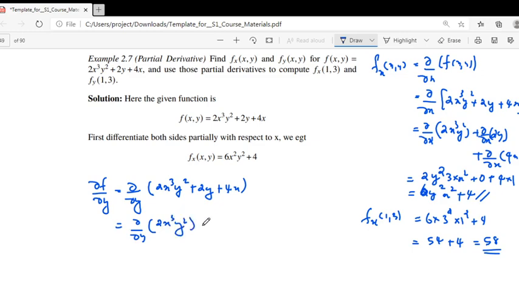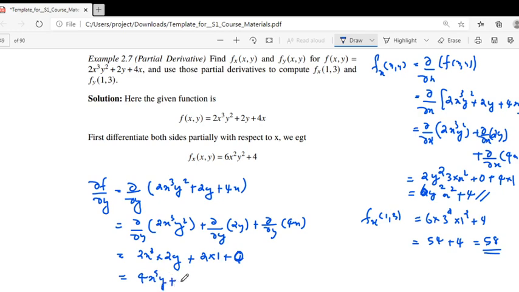2x cube y square, we split the differentials because it is a linear operation, plus dou by dou y of 2y plus dou by dou y of 4x, that is equal to, here differentiation is with respect to y, so 2 is a constant, x cube is a constant, 2x cube into the derivative of y square with respect to y, that is 2y, plus here 2 is a constant, the derivative of y with respect to y is 1, plus here 4 is a constant, the derivative of x with respect to y is 0, because 4x itself is a constant, so 4 into 0 is 0. So the final answer is 4x cube y plus 2.